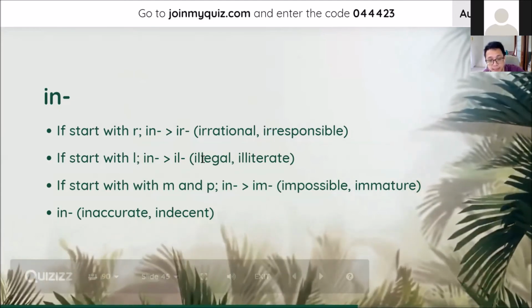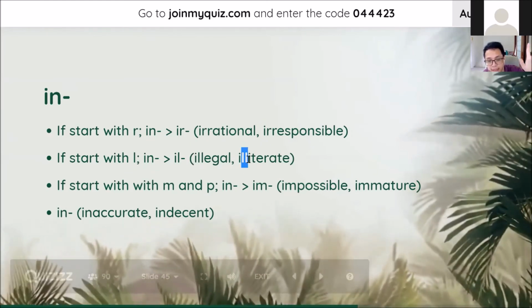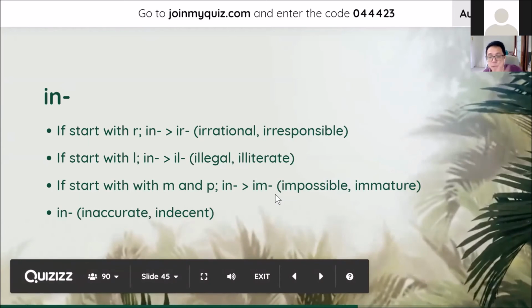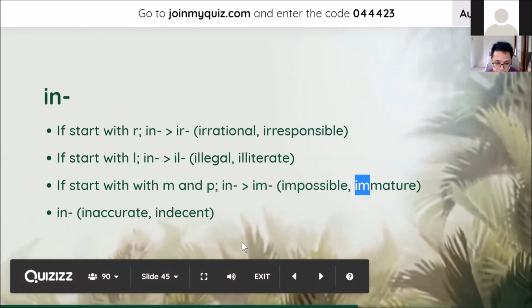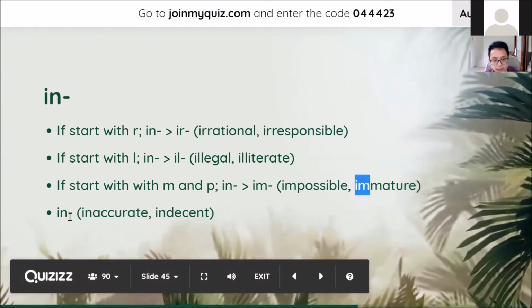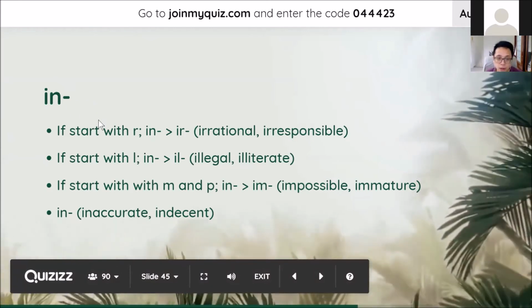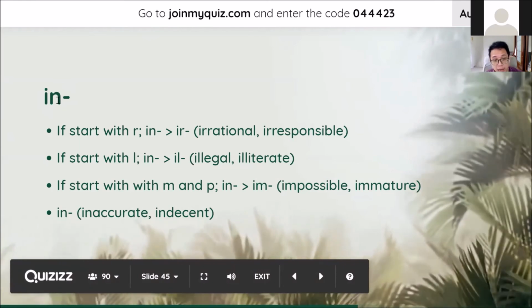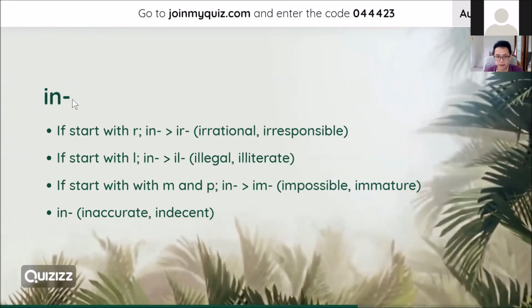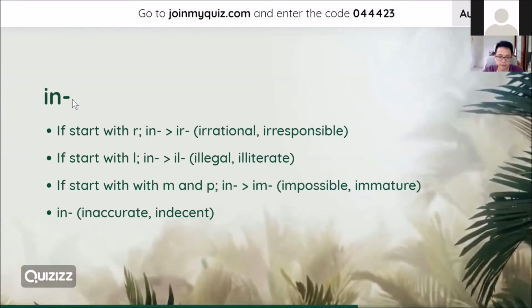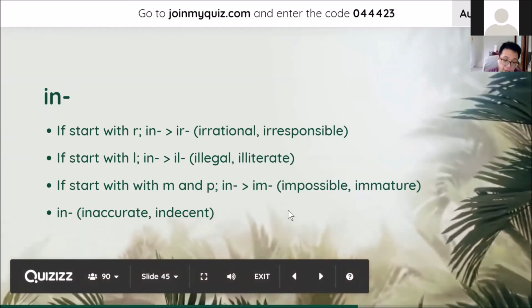如果前面字是 l 的话，if it starts with an l, then illegal, illiterate. If it starts with M or P, then IM. Impossible, immature. If it starts with any other letter, it's IN. Okay, so these are all prefixes of IN. So if you know it's IN, and the word starts with R, then you change to IR. If the word starts with L, then IL. If it starts with M or P, then IM. Other words is IN.